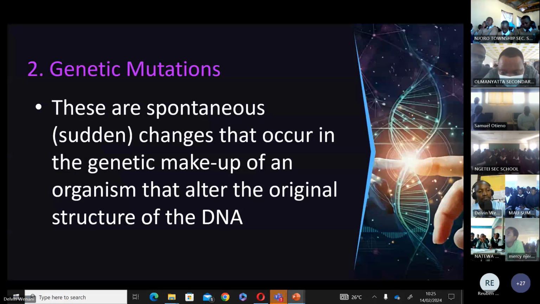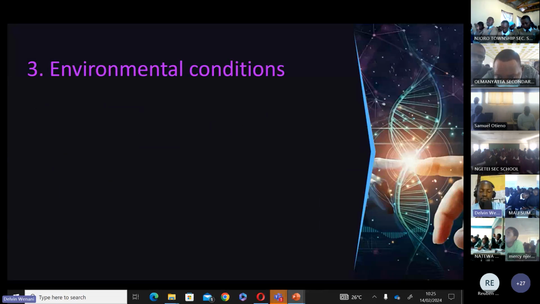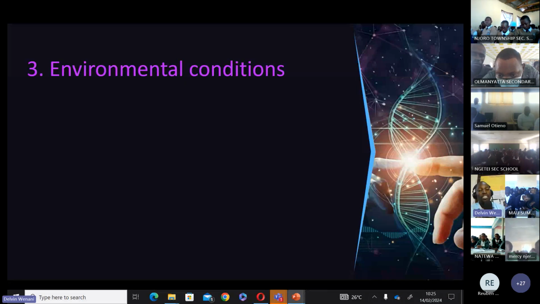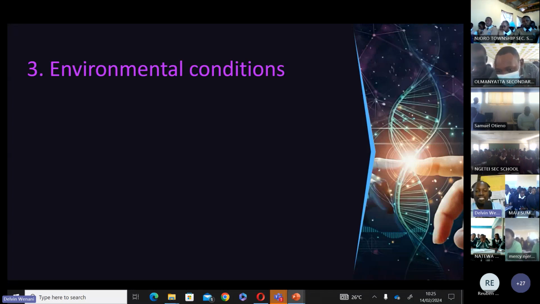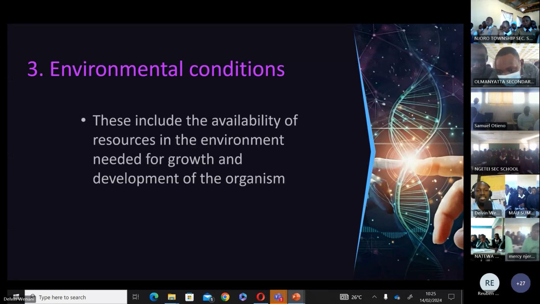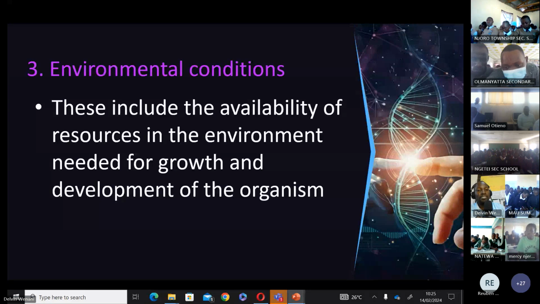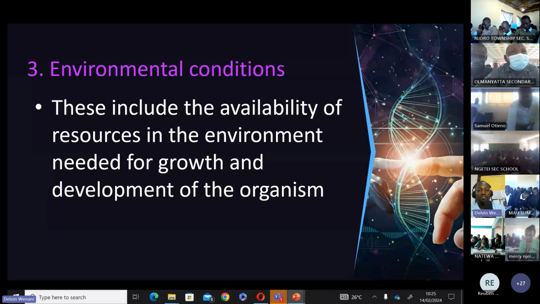Number three is the environment. The environment has been known to be the greatest factor, and it affects how we live. Some of the factors that have been affected have been transmitted to subsequent generations. So the environment is very important. This includes the availability of resources in the environment for growth and development of the organism.